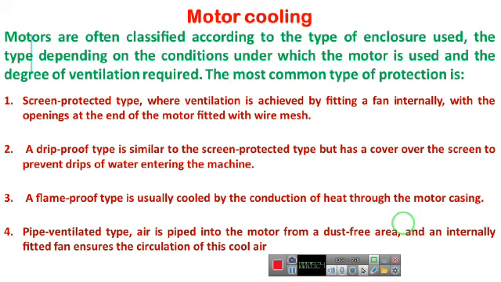In the screen type, we have an external section, and so there is a motor for controlling the temperature, or for cooling the motor. There is an external fan that does the cooling. Drip proof type is similar to the screen protected type but has a cover other than the screen to prevent drips of water entering the machine.